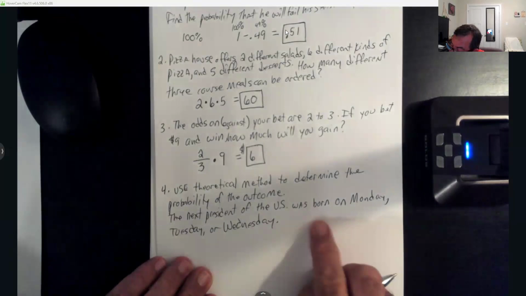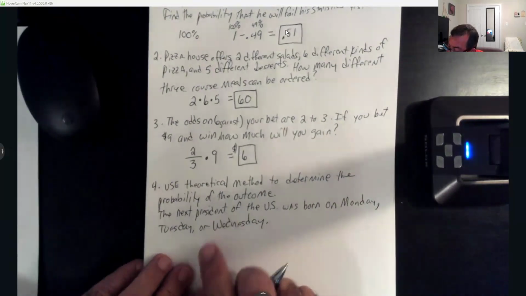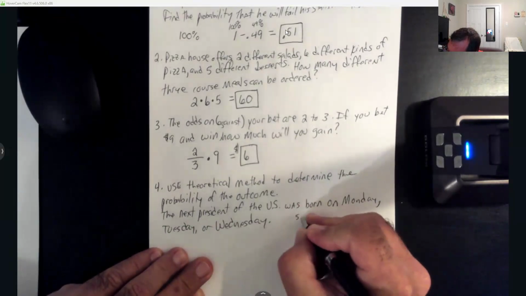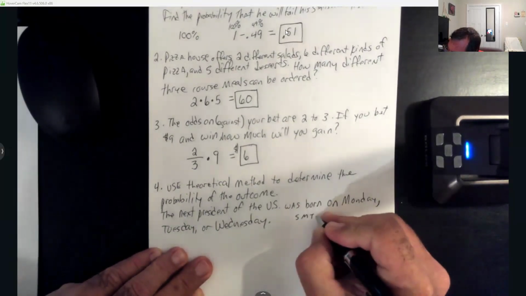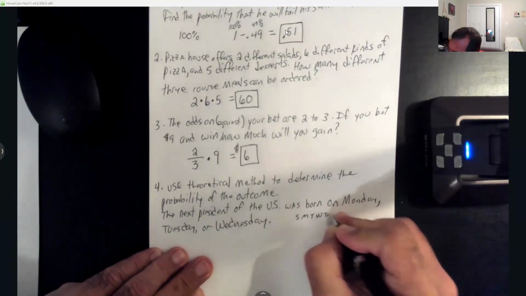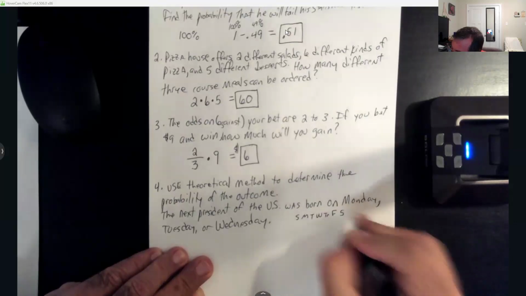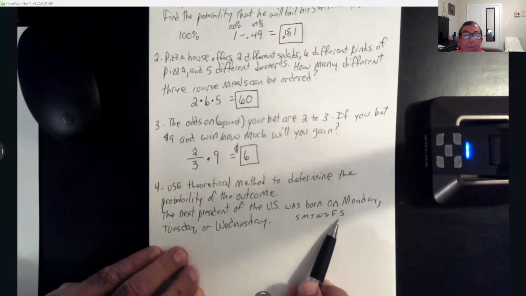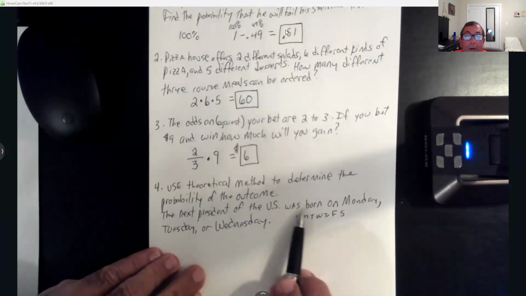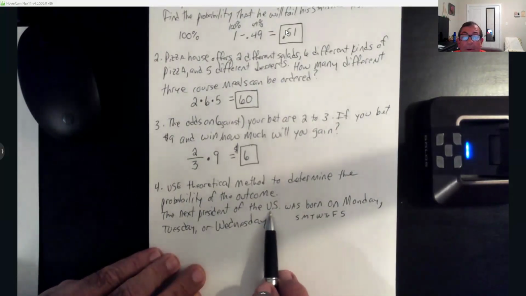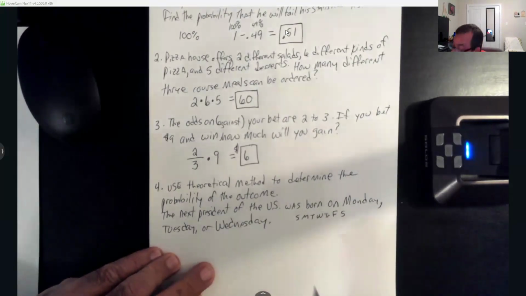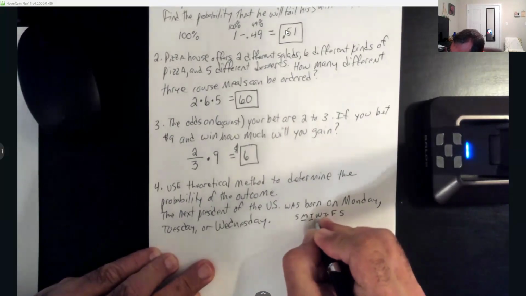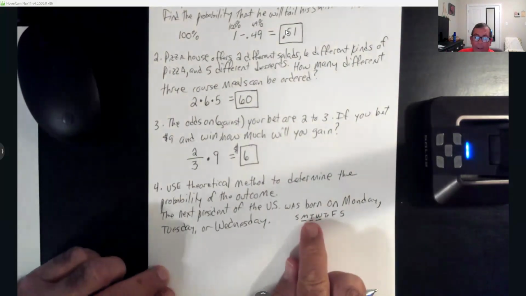All right, so they're talking about his birthday. When was he born? So the possible days would be Sunday, Monday, Tuesday, Wednesday, Thursday, Friday, and Saturday. So we got 1, 2, 3, 4, 5, 6, 7 possible days. Now they're looking for the probability that he was born on a Monday, Tuesday, Wednesday. So there's Monday, Tuesday, Wednesday.